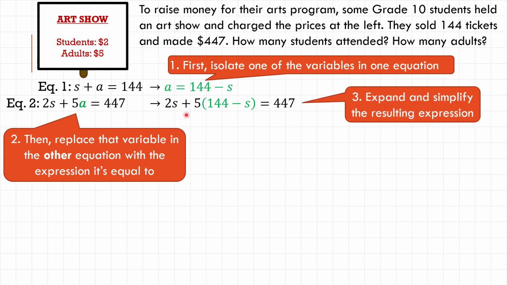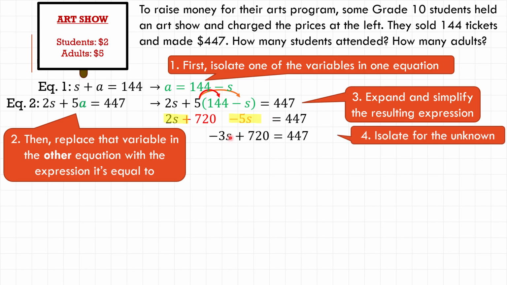Now it's time to expand and simplify. So 5 times 144 and 5 times negative S. Collect our like terms, 2S and negative 5S, and isolate that S. So let's subtract 720 from both sides and divide both sides by negative 3. That tells us that S equals 91. What does that mean? The number of student tickets sold is 91.